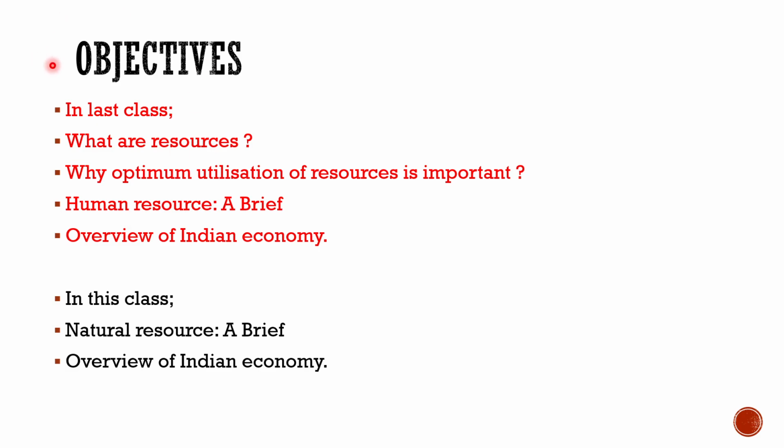So, what are the objectives of this class? Earlier in last class, we have gone through what are resources and why optimum utilization of resources is so important from a point of view of economic resources. Then we briefed about human resources and an overview for Indian economy. In this class, we'll be particularly focusing on natural resources and we'll see the scenario in Indian economy.